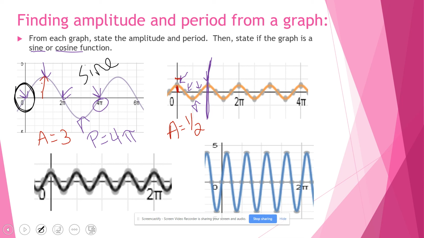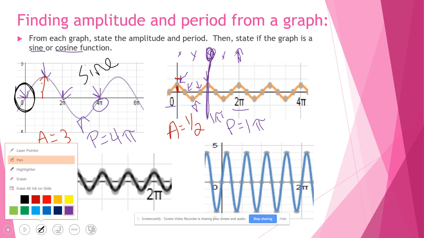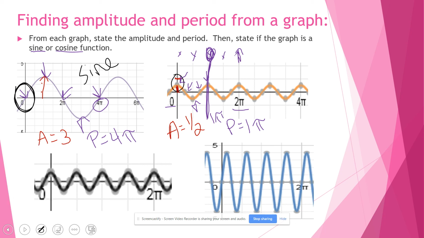Well, how do I figure out what that is? Well, out here is 2 pi, and this got split up into 4 parts. This one is halfway between 2 and 0, so half of 2 is 1 pi. Our period is 1 pi. Then we're asking, is this sine or cosine? Well, it doesn't start at 0, 0. So this is a cosine graph.